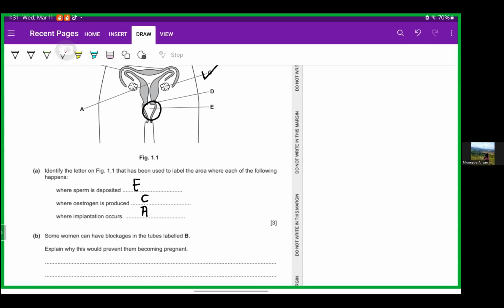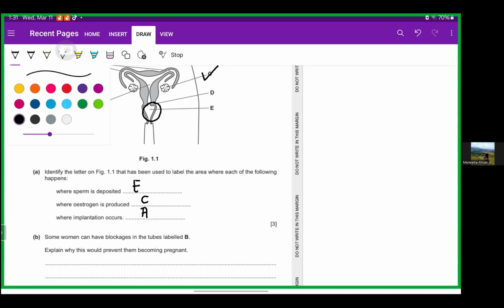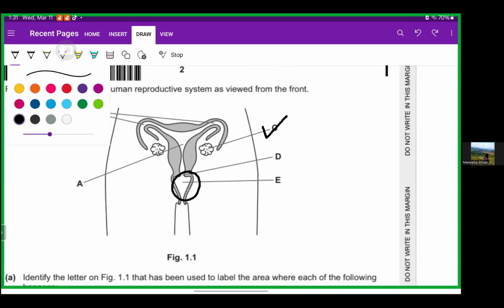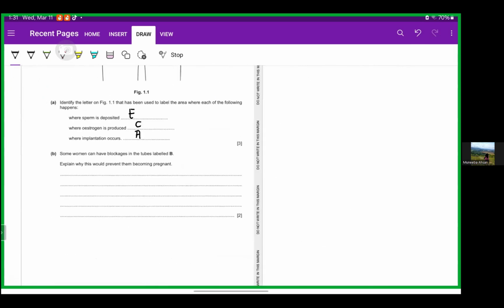Okay, moving on to the next part. Some women can have blockages in the tubes labeled B. Explain why this would prevent them from becoming pregnant. Basically, you know that sperm meets with the egg and causes fertilization in the fallopian tube, which is this tube. If there is a blockage in this region, obviously the sperm will not be able to meet with the egg and hence the fertilization will not be able to occur.